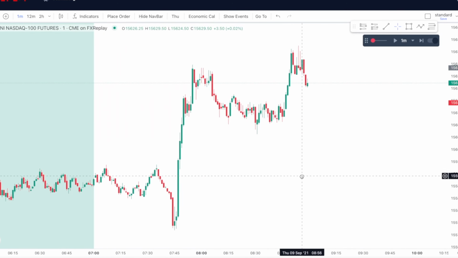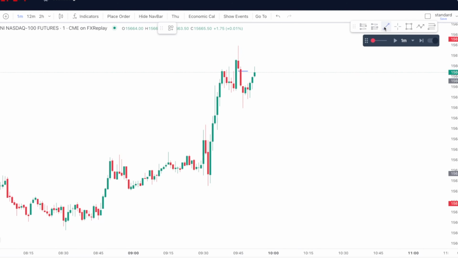Okay, one more double valid pullback example. I feel like I haven't touched on that enough. Right here, we have one pullback. Why? Because we have a high, a valid high established. Price comes up, it pulls back, it closes below the high point.